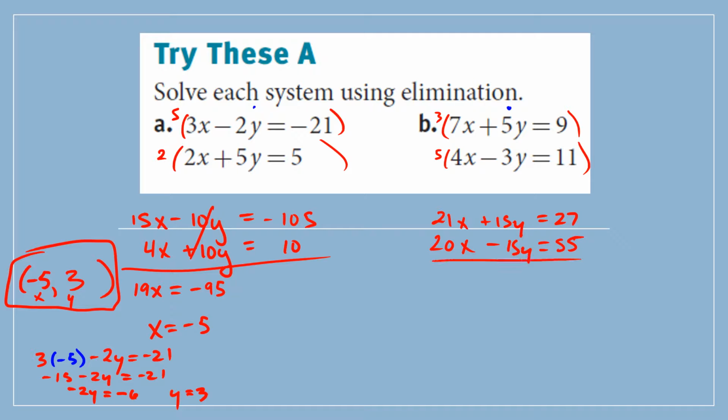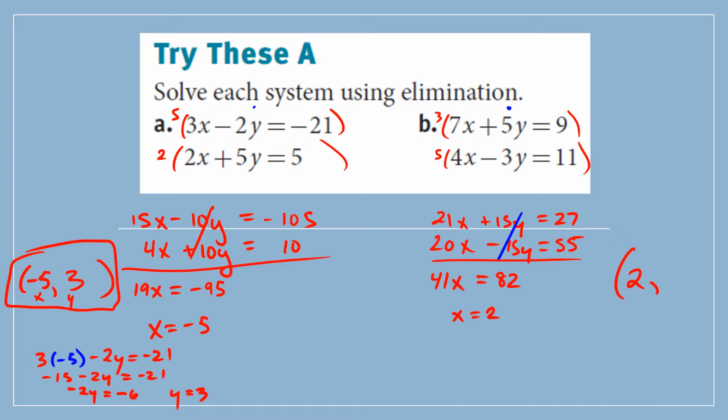Now, one thing to watch out for: in order for these to cancel, they have to be one positive, one negative. Sometimes I see kids cancel out a 15 and a 15. Well, that would make 30. It wouldn't cancel. So make sure you have one positive, one negative. So you'd have 41x here equals 82. And so x is going to equal 2.